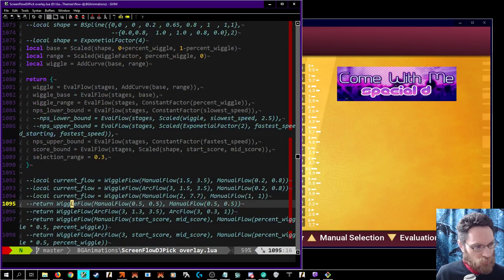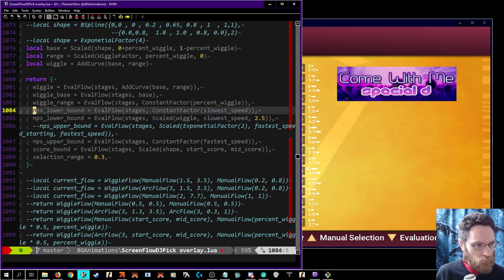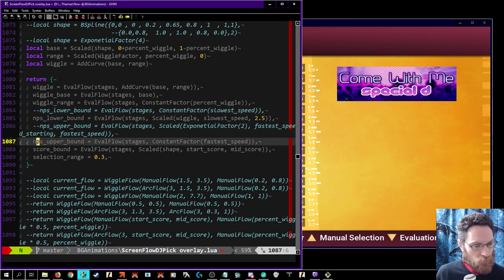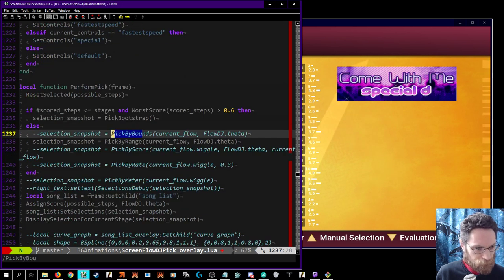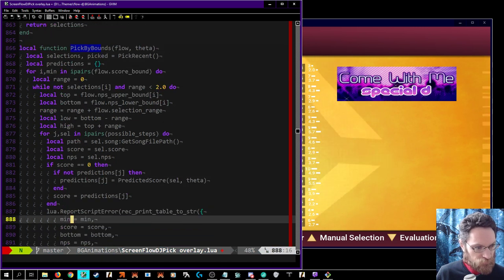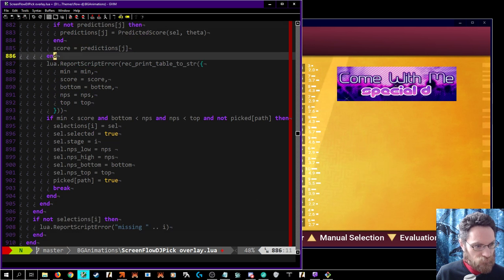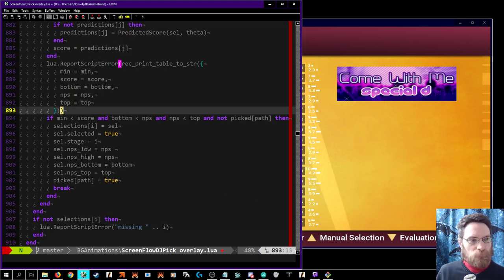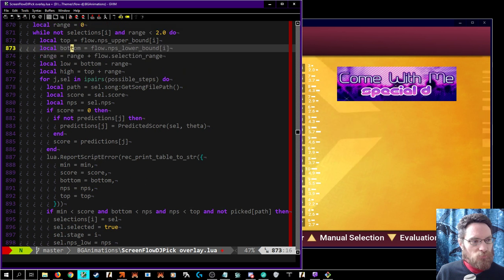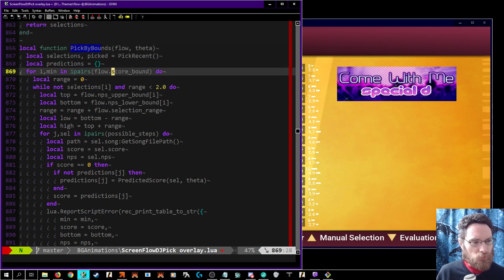So the experimental stuff. Oh, right, we're trying to do the double wiggle, and I think I actually ended up removing, just outright removing, the upper bound. This is actually a different picker. Pick by bounds, which needs min, just score bound.